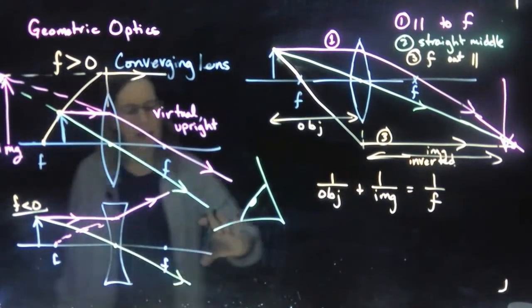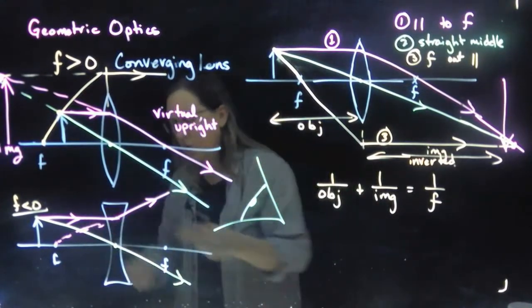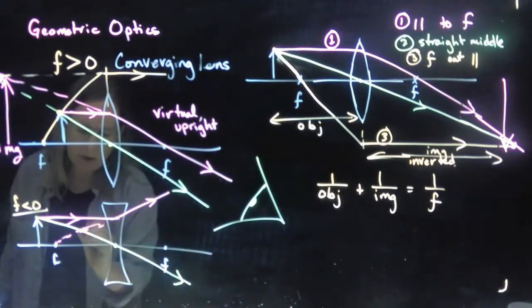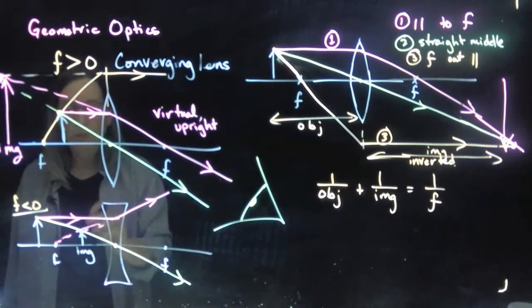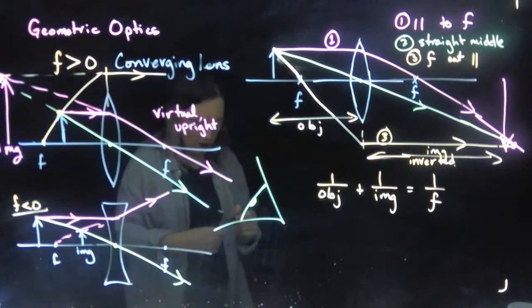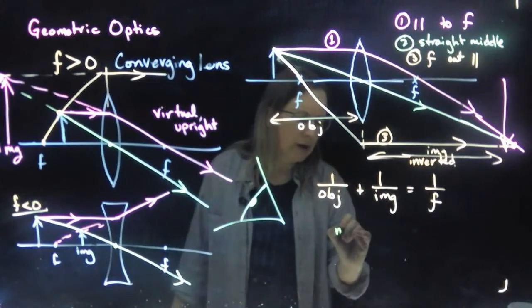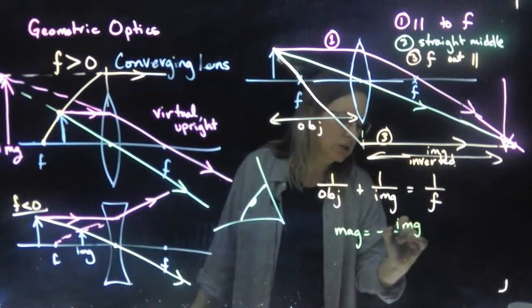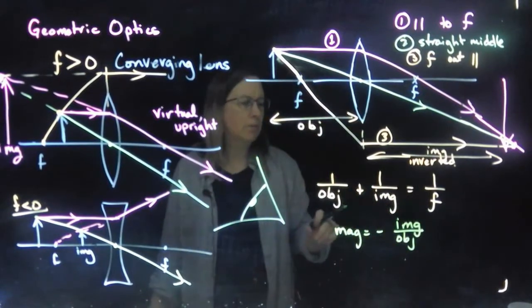And again, if we put our eye over here, if I look this way, these two rays look like they came from this spot right here. So now I have an image. There's my image. It's upright, but this time it's smaller. And our equation works just like we did before. Magnification equals minus the image distance over the object distance. It's the same equation as we had before.